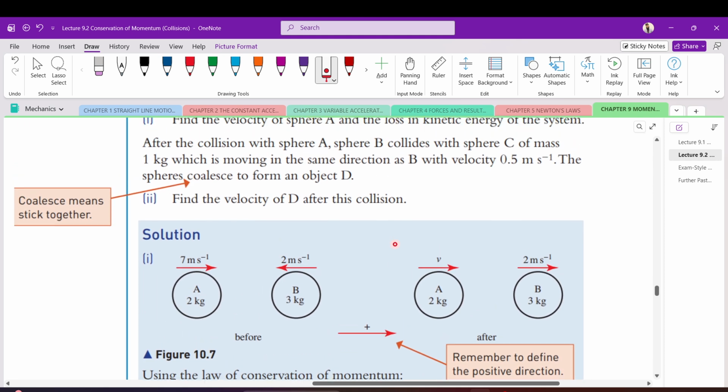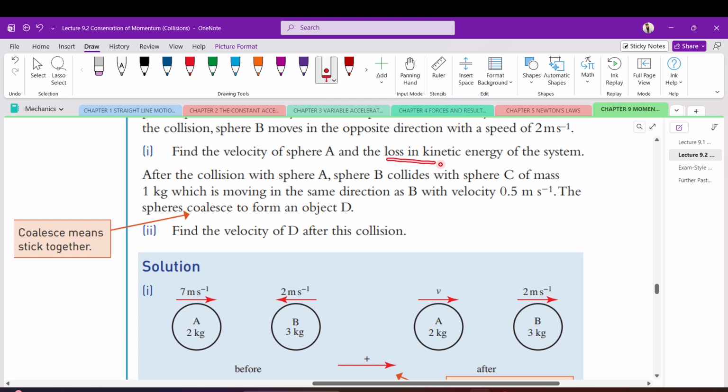Now we also need to find the loss in kinetic energy of the system. We discussed in our previous video that if I want to find the change, the change in kinetic energy will be final kinetic energy minus initial kinetic energy. That will give us a negative value because there has been a loss in the system. But if you directly say loss in kinetic energy, then you can simply subtract the magnitudes.